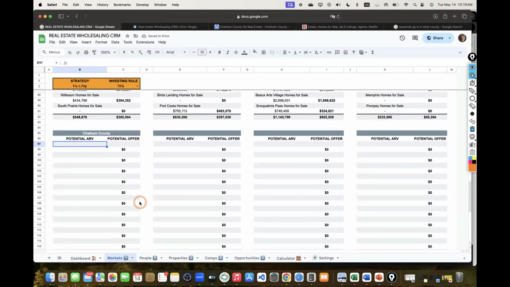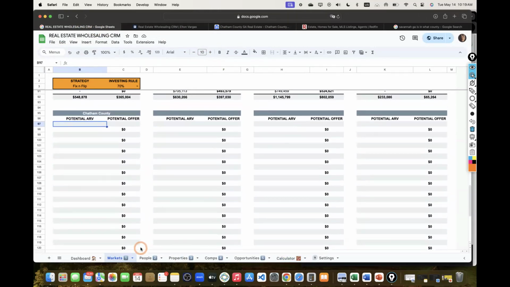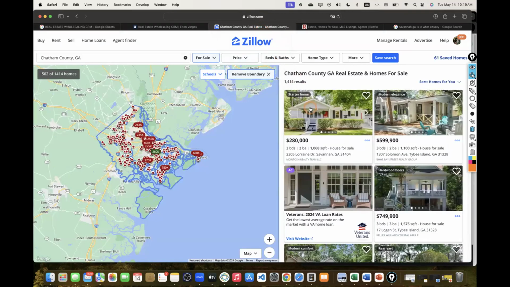So Chatham County, what I want to do first, step number one, is research my market. I've never been to Chatham County, Georgia. I've never been to Georgia overall, so I don't know this market whatsoever. Let's say you're in the same scenario. You're trying to analyze a new market.